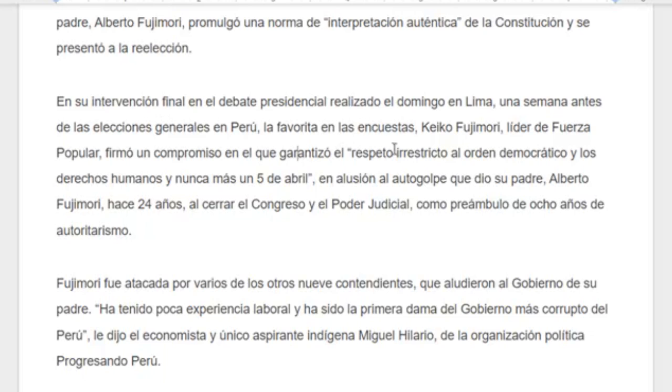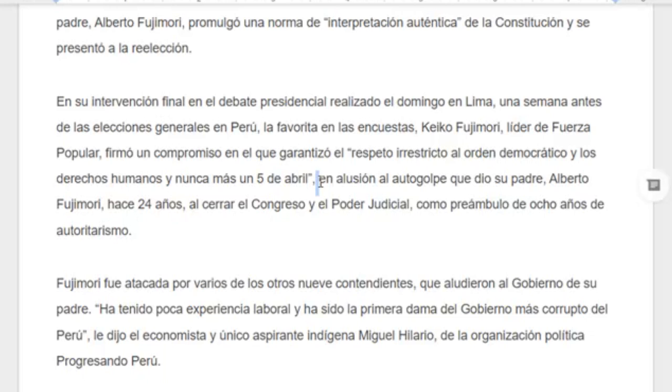Respect, I think that's pretty obvious. Irrestricto, unrestricted, al orden, which is order. Democrático, which is democratic. So she guaranteed the unrestricted respect to the democratic order, because remember, her father didn't. Y los derechos humanos, a very common phrase when you're reading the newspaper, the human rights. Y nunca más, and nevermore. Más can mean more or a lot of things, and nunca is never, so nunca más, nevermore. Un 5 de abril, 5th of April, and that's obviously some famous day of some kind.